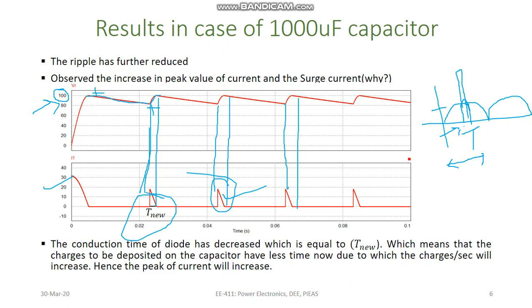So this is what I have tried to write down here, that the conduction time of the diode has decreased, which is equal to T new, which means that the charges to be deposited on the capacitor have less time now, or obviously from the capacitor these charges will move towards the load. So now they have less time, due to which the charges per unit time will increase. That's why the current peak will increase.